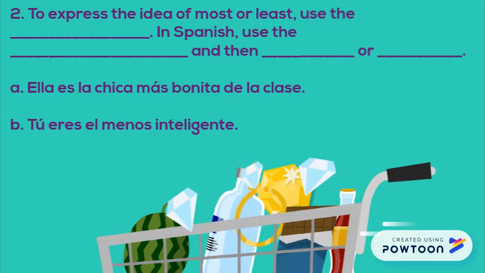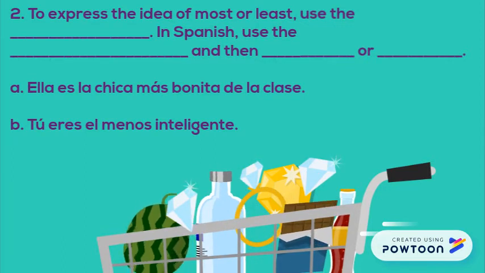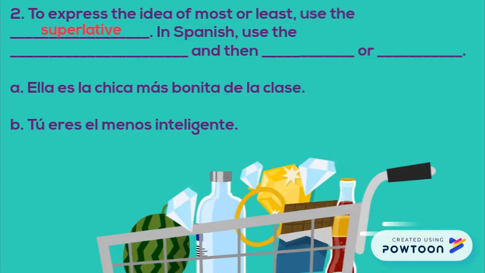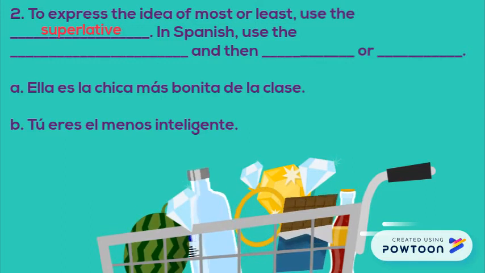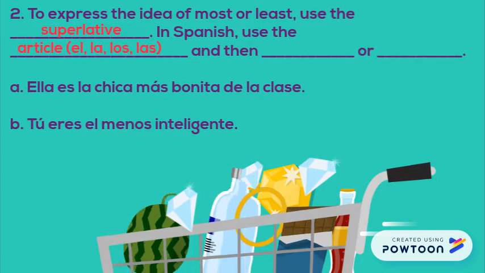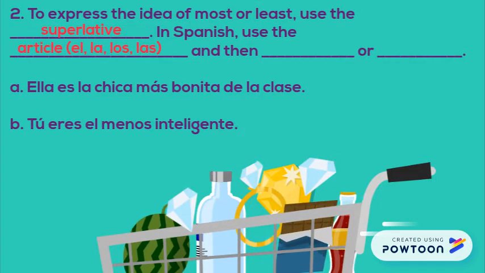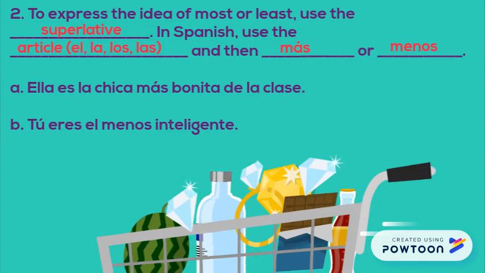What if you want to compare more than two things? That is called the superlative form grammatically. And in Spanish, you do that by using the form of the, so your article, either el, la, los, or las, and then the más or the menos. Okay? So two examples that you see on the screen here.